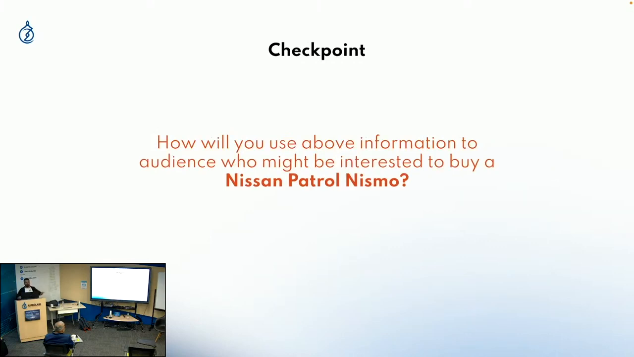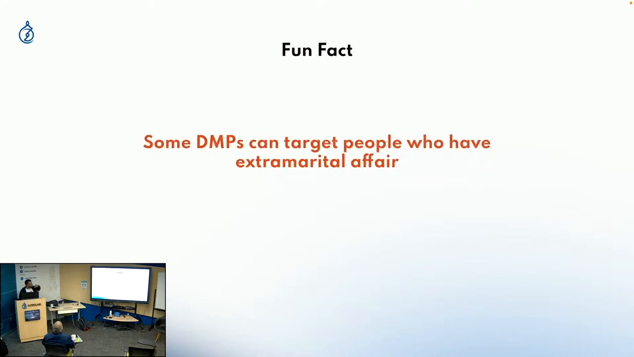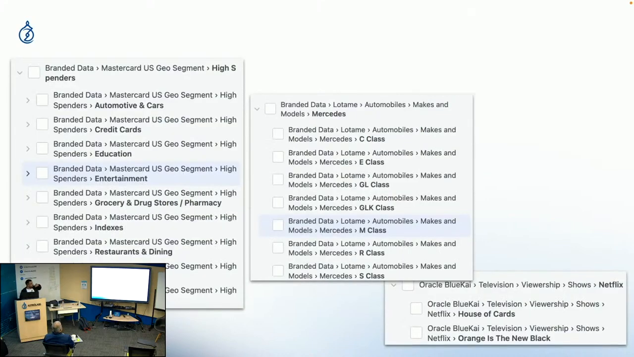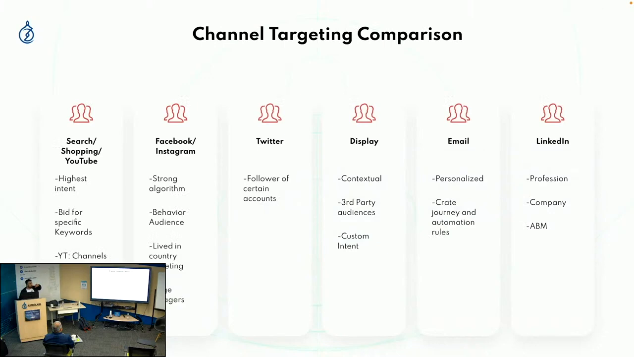Okay, now let's say we all are marketers here, and we have the Patrol Nismo, which was launched last year, and we have this launch, okay? Now tell me, how would you use this information for the Nissan Patrol Nismo? What channels will you probably use?